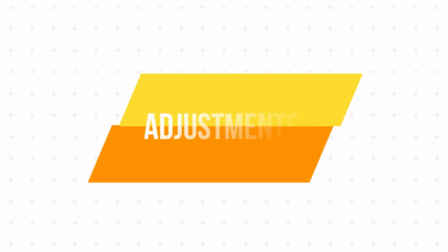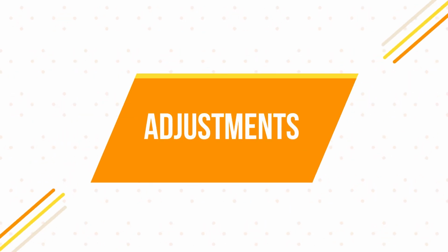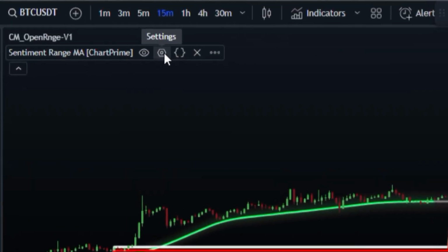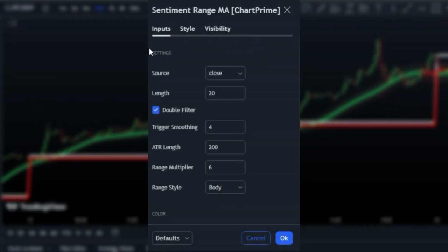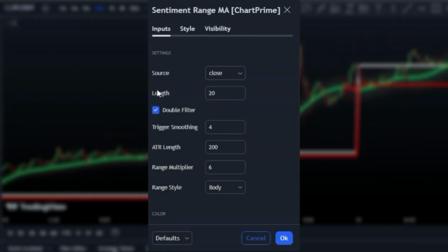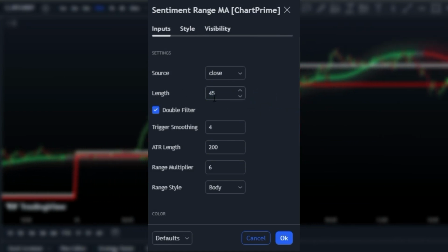And to make the most out of this indicator, we'll need to fine-tune its settings. Don't worry, I'll walk you through the process step by step. Adjusting these settings will ensure that the Sentiment Range MA works in harmony with the CM Open Range V1 indicator, providing you with an even more powerful trading strategy.